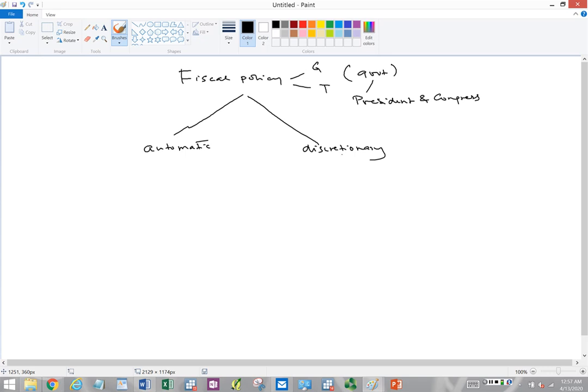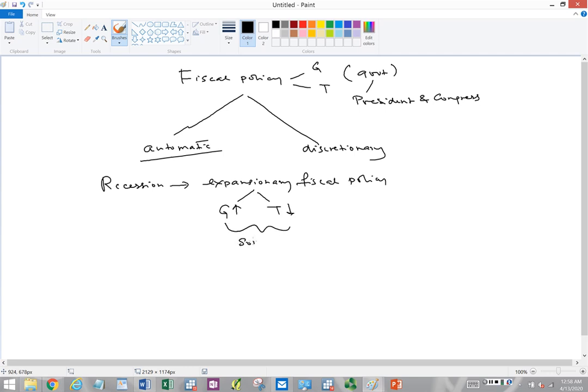Right? Now we know that when there is a recession, what kind of fiscal policy do we need? We need expansionary fiscal policy, policy designed to expand aggregate demand. So this would involve government spending going up and taxes going down, correct? Now what automatic fiscal policy says is that some of this happens automatically without the government having to take any deliberate action.